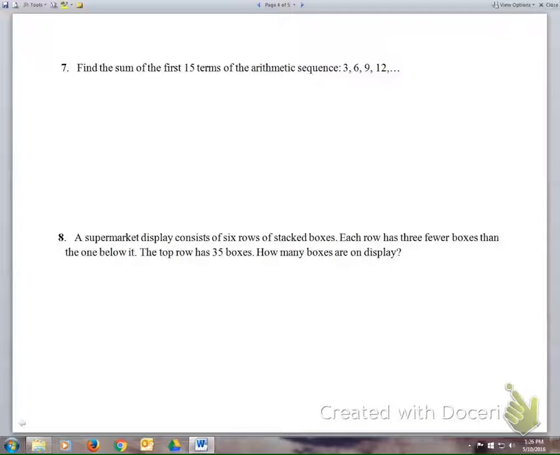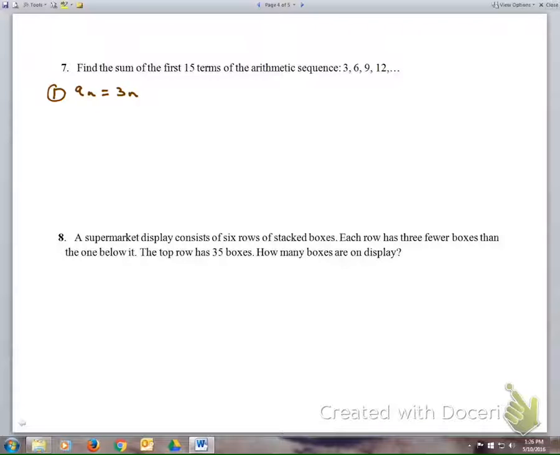All right, so find the sum of the first 15 terms of the arithmetic sequence. Well, first of all, we have to use the nth term formula as well as the sum formula. We know the first term is 3, and we know n is 15. But we need to know what the 15th term is. So in order to do that, let's find the nth term.